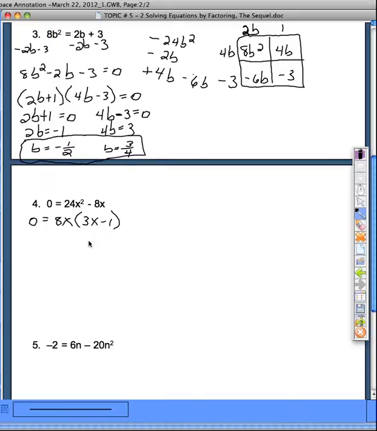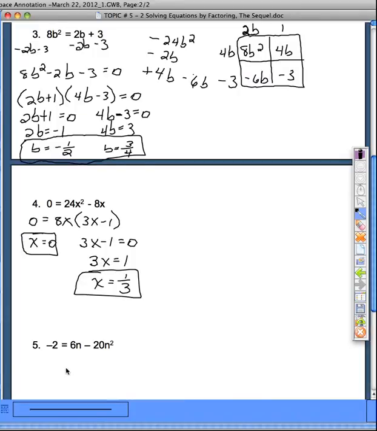And if you remember from yesterday, when you have a number at x out here by itself, x times something in parentheses, that's an automatic answer of x equals 0. One of the values for x is going to be x equals 0. The other one we're going to get by setting that factor equal to 0, just like we've been doing. And so in this case, our answer will be x equals 1/3. So we have two answers, x equals 0 and x equals 1/3.